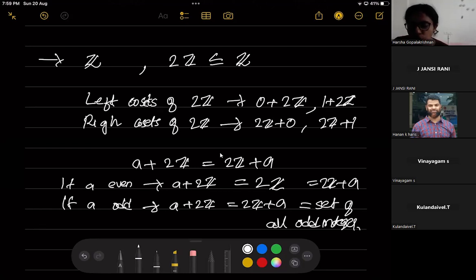So this is how you can find cosets also. So any other doubt from anyone?